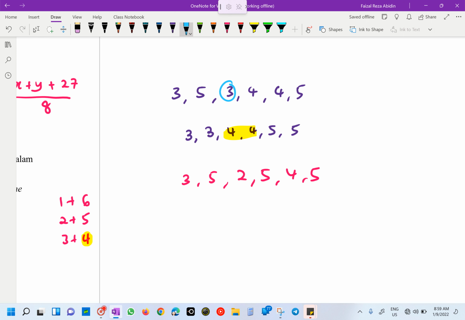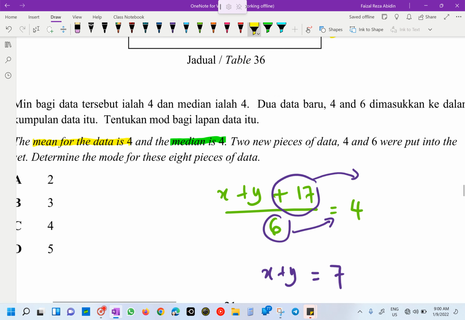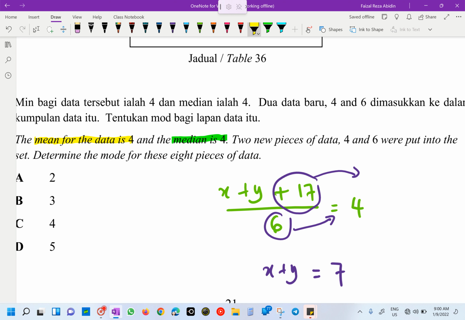Ini kita baru masukkan nilai X dengan Y. Okay, so we rearrange. When we rearrange over here, you are going to get 2, 3, 4, 5, 5, 5. So, bila kita cari median, tengok tak sini? 4.5. Yeah, but over here it says what? The median is 4, not 5.